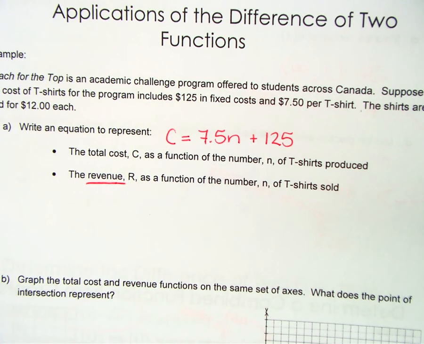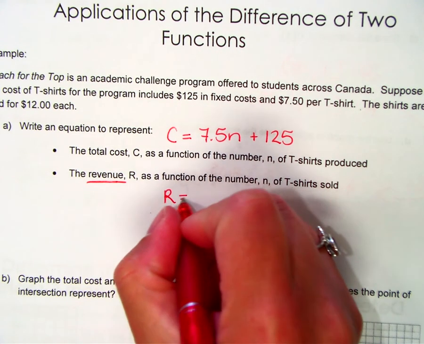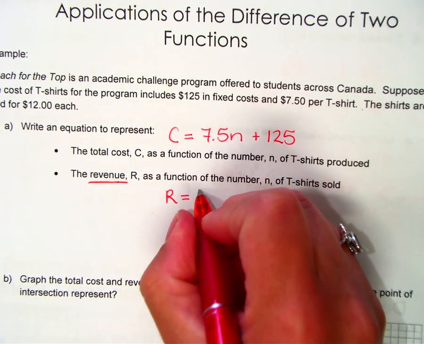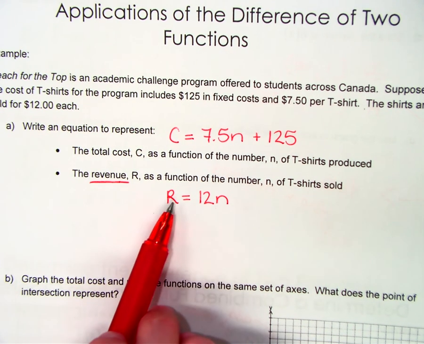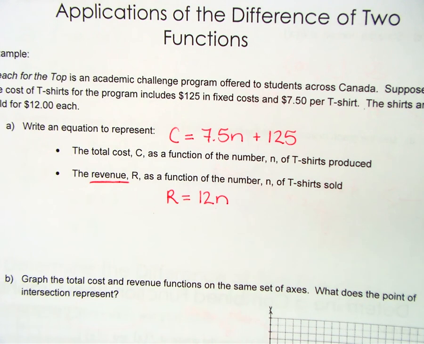Okay, let's talk revenue. How much do I make from each t-shirt? $12. That's it. If you sell no t-shirts, how much money have you collected? If we sold no t-shirts, how much revenue did I collect? 0. Revenue is just the money collected from items sold. It's not the profit, right? Profit would be revenue minus whatever your costs are, or what you get to make off that item.